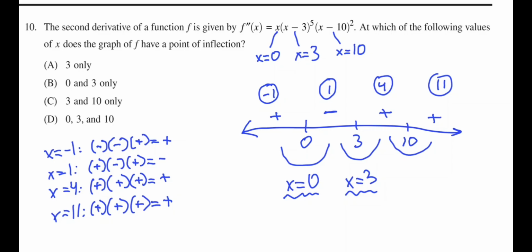So 10 would not be a point of inflection because by definition, a point of inflection would be when the concavity of the original function changes. And at the x is equal to 10 mark, it doesn't change any concavity. It's still concave up before 10 and after 10. So there's only 2 points of inflection, which is 0 and 3, and that would be choice B.